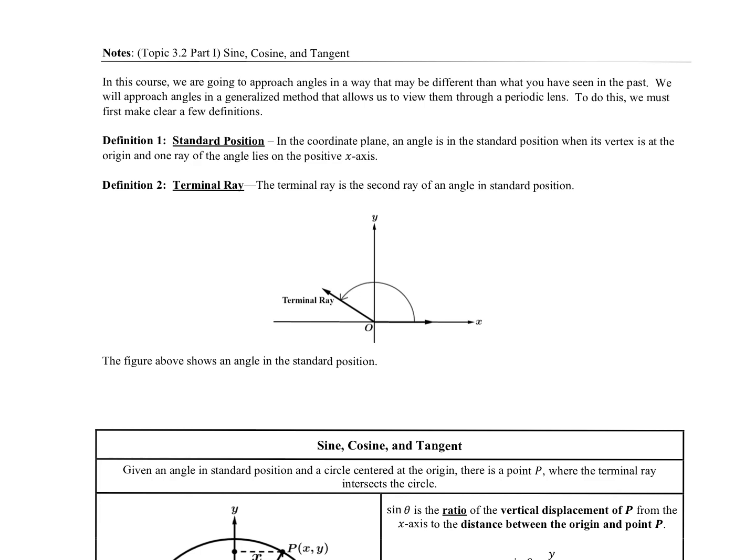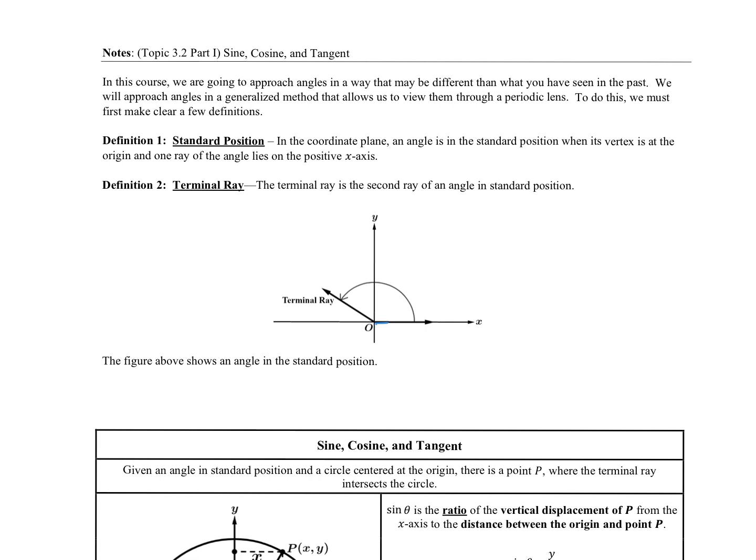3.2, part 1: sine, cosine, tangent. Here we go. In this course, we're going to approach angles in a way that may be different than what you have seen in the past. We will approach angles in a generalized method that allows us to view them through the periodic lens. To do this, we must first make a few clear definitions.